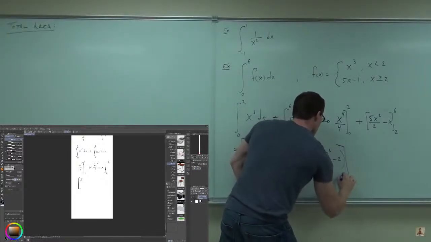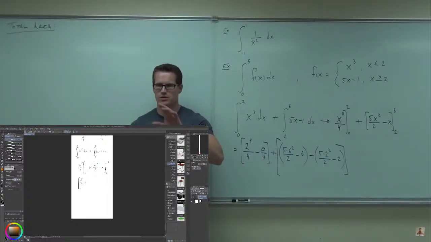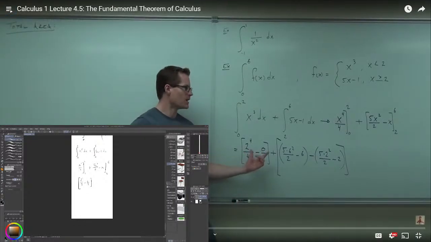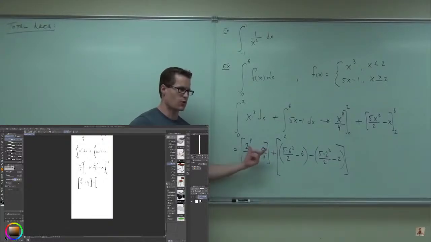You know, you really need some brackets and parentheses on this thing because you got stuff going all over the place, especially when you have those multiple terms being added or subtracted. This one's pretty easy. This one you just plug in the 2 and you plug in the 0, and that's very straightforward. You get 2 to the 4th over 4 minus 0 over 4.